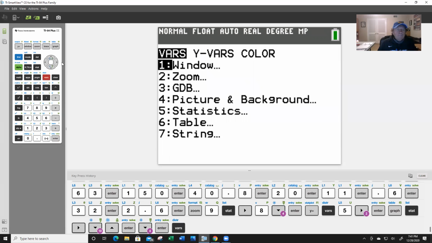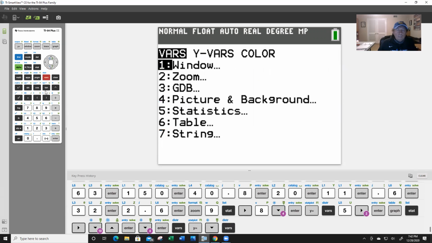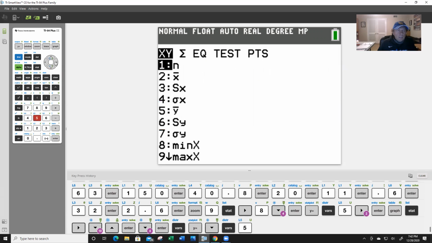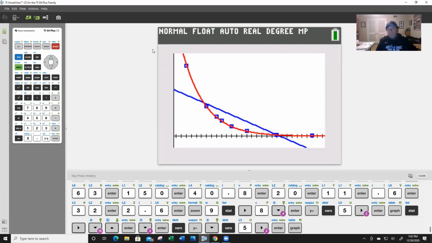Okay, vars, statistics. Oops, let me go to y equals first. Go into y2, vars. Now try vars, statistics, equation, regression equation, and then go graph. That's a pretty darn good fit. I mean, that's really good. We got almost 100% of the variability accounted for. I mean, that's as good as you're going to get. You can get 100% of variability accounted for. That's pretty good.